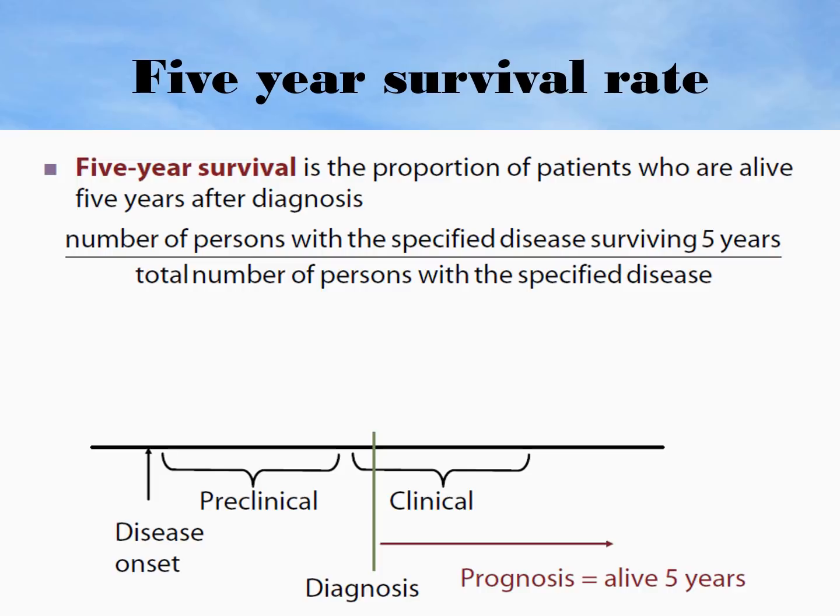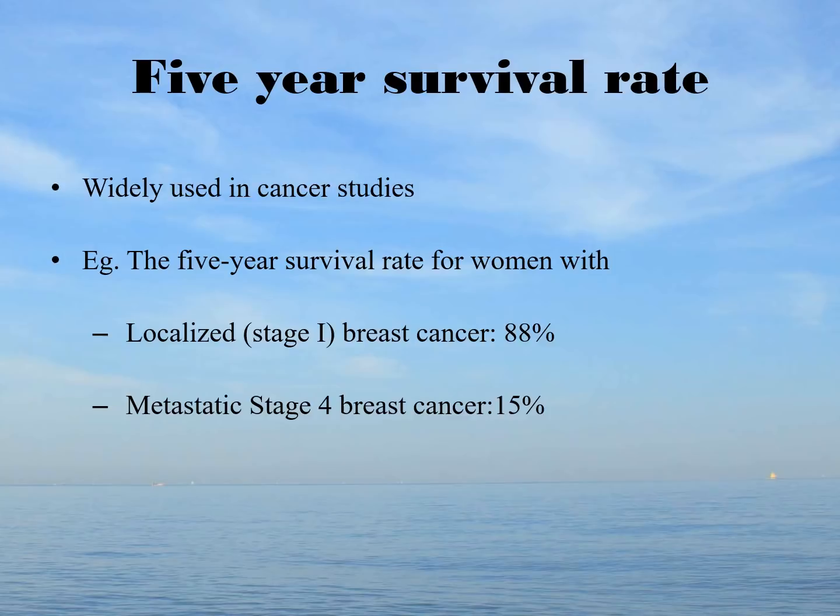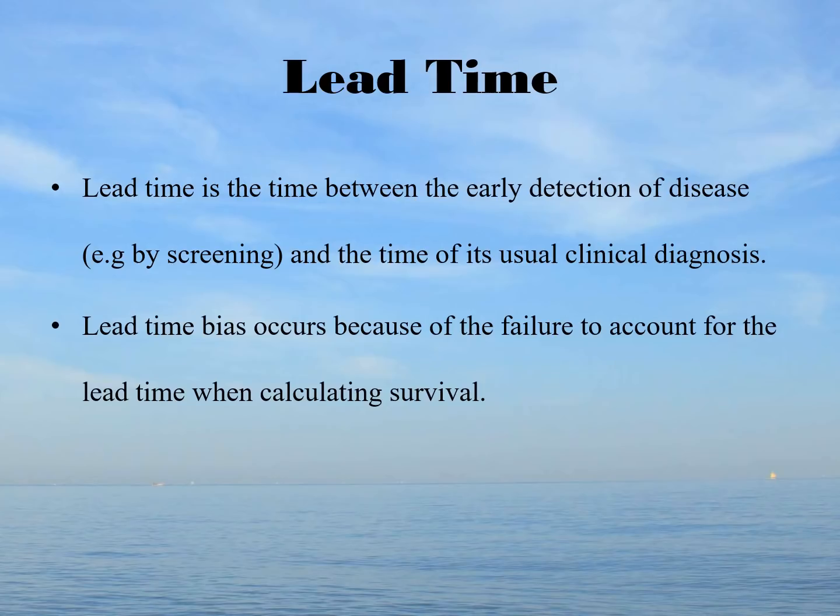5-year survival rate is the proportion of patients who are alive 5 years after diagnosis. So, the number of persons with a specified disease surviving for 5 years over the total number of persons with the specified disease. 5-year survival rate is widely used in cancer studies and chronic disease.